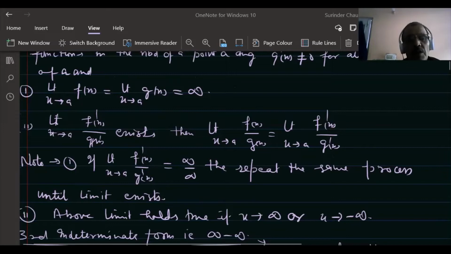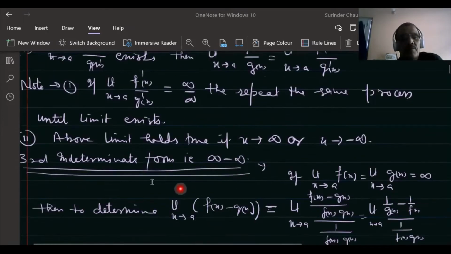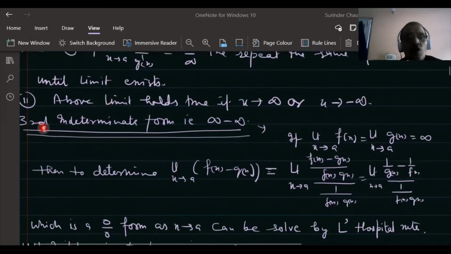Notice, if limit x tends to a of f'(x) upon g'(x) is again of the infinity upon infinity form, it is again indeterminate, so we repeat the process until the limit exists or the limit is a finite number. The above limit can be applied if a is replaced by minus infinity or plus infinity. Next, we'll solve the indeterminate form of the type infinity minus infinity.